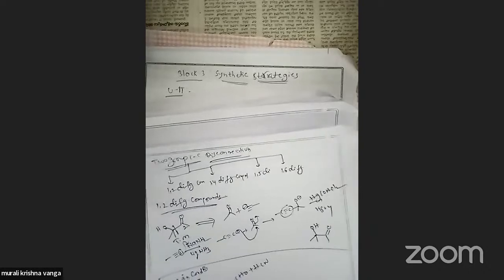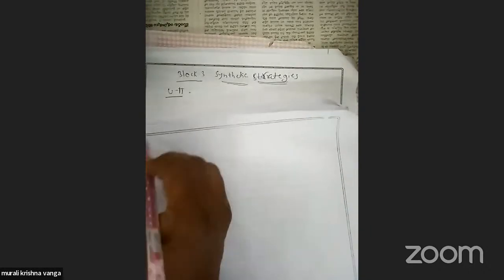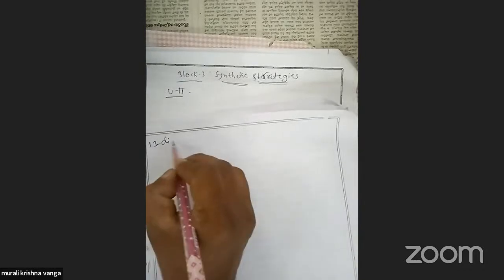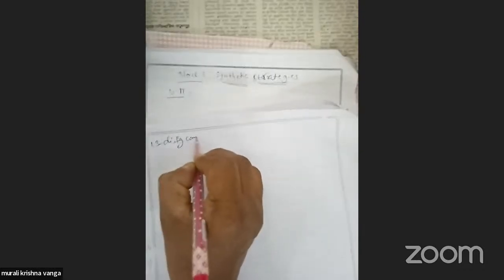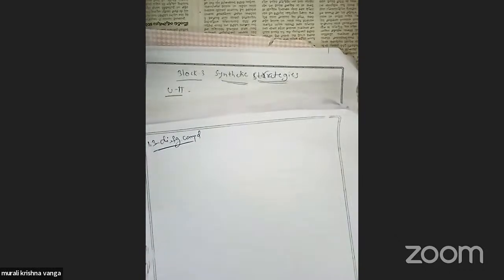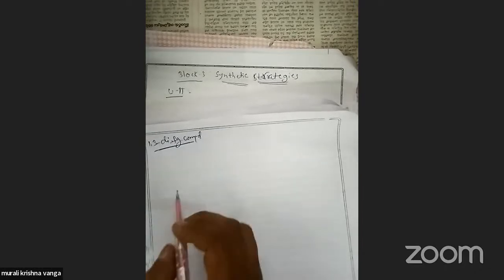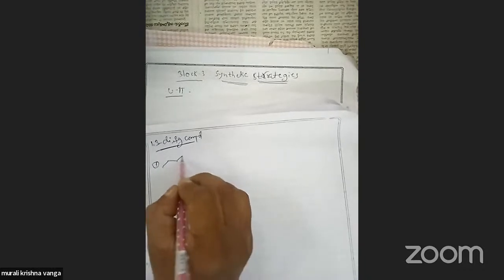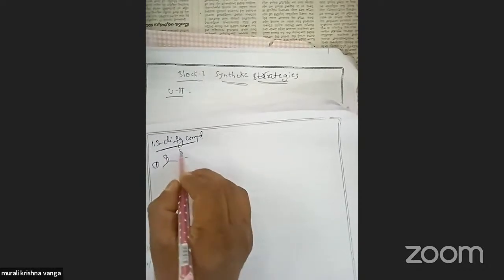Next one is 1,3 difunctional compounds. Okay, sorry, here we have 1,2, 1,3, 1,4, 1,5, 1,6 difunctional compounds. Next we are going to 1,3 difunctional compounds. Common 1,3 difunctional compounds: the best examples are 1,3 dihydroxy compounds, beta-hydroxy carbonyl compounds, and alpha-beta unsaturated carbonyl compounds. So many examples are there. First we are discussing 1,3 dicarbonyl compounds.